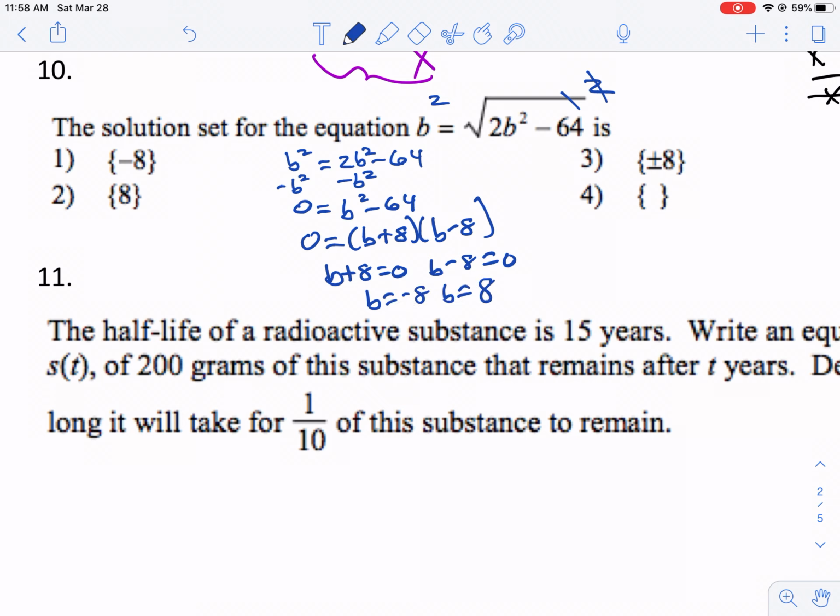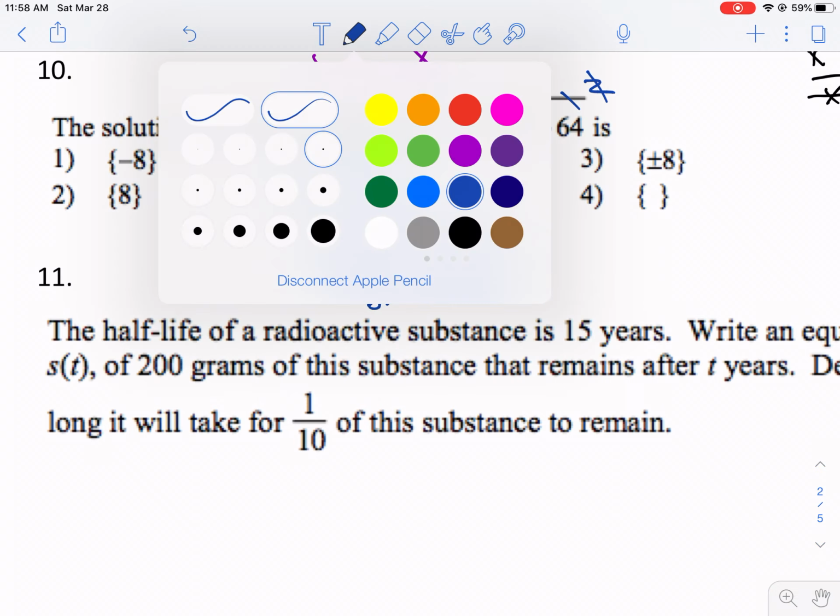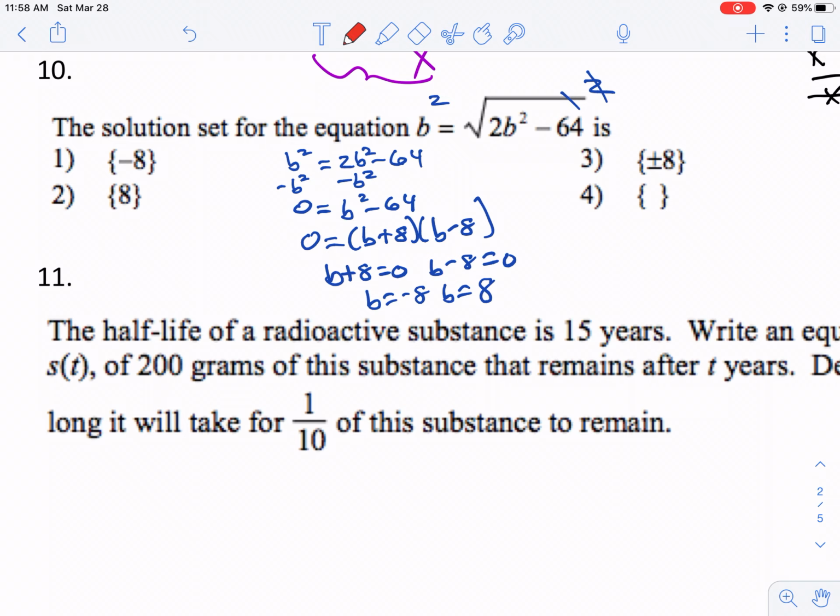And like I said, now we're at the point where we have to check the answers, so we could have really started the multiple choice problem there. So I'll check the positive 8 first. That would say 8 is equal to the square root of 2 times 8 squared minus 64. 8 squared is 64, times 2 is 128. And 128 minus 64 is 64. Square root of 64 is 8.